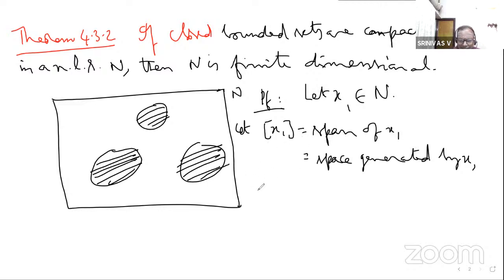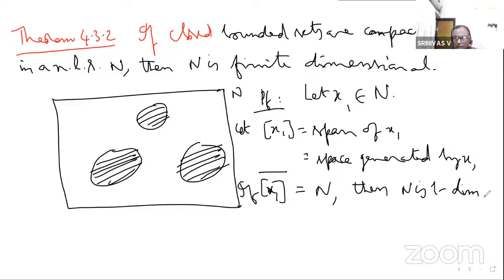And then for this you take closure. For the span of this you take closure. If the closure of this span is N, then N is one dimensional, isn't it? If the closure of this span is equal to this space, your N becomes one dimensional because the singleton x1 forms a basis for N. So the point is what happens when this does not happen.